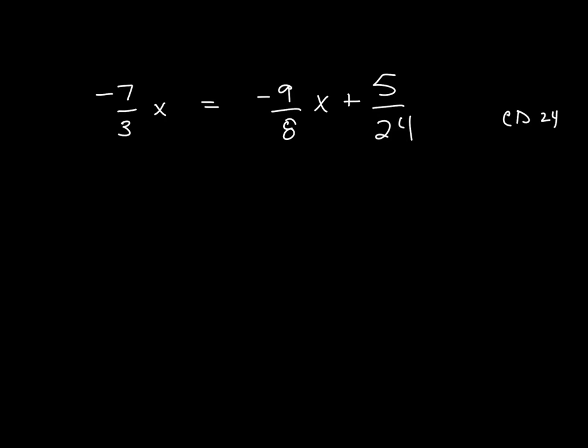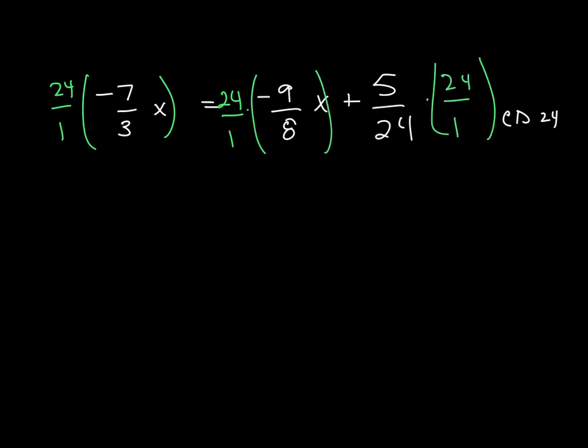I can do that because of the fact that I am not changing anything. I'm just multiplying each and every term. Now, the reason I'm doing that is because I can say that I know 3 divides evenly into 24 8 times. 8 divides evenly into 24 3 times. And over here, those 24s completely cancel out.